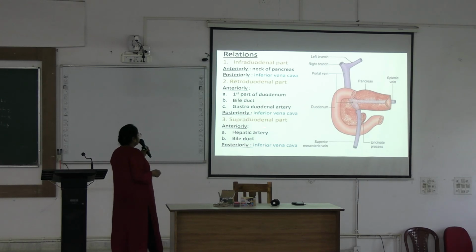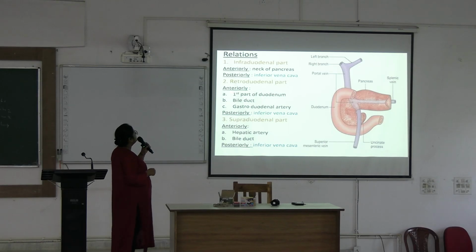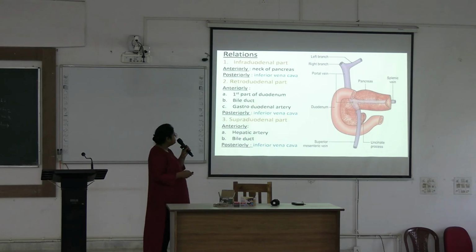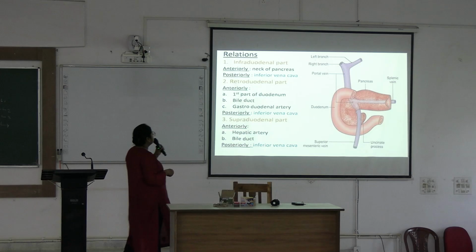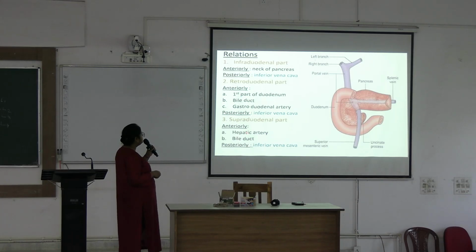Next, in the retroduodenal part, anteriorly lies the first part of duodenum, bile duct, and the gastroduodenal artery. And posteriorly lies inferior vena cava. Supraduodenal part, this part, anteriorly lies the hepatic artery and the bile duct. Okay, and posteriorly lies the inferior vena cava. These three structures, portal vein, hepatic artery and bile duct, are together lying in the right free margin of the lesser omentum.